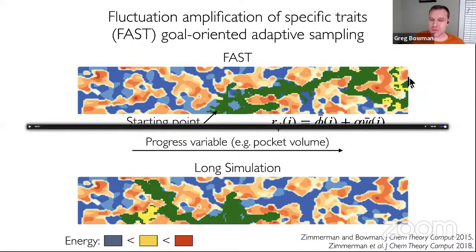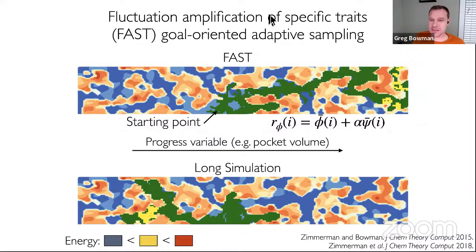So with this, we get orders of magnitude speed up compared to what we would get with non-adaptive sampling simulations. And one of the beauties of this is because we haven't messed with the Hamiltonian, we haven't messed with the temperature, we still get reasonable thermodynamics and kinetics for the part of the landscape that we've sampled.